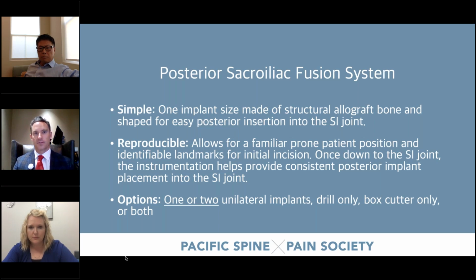And the other thing is that we got several options out there. We've got options to place 1 implant or 2 implants to stabilize the joint. Some of the products involve a drill, others do not if we don't feel comfortable with using a drill. And so let's walk through these now. Next slide.